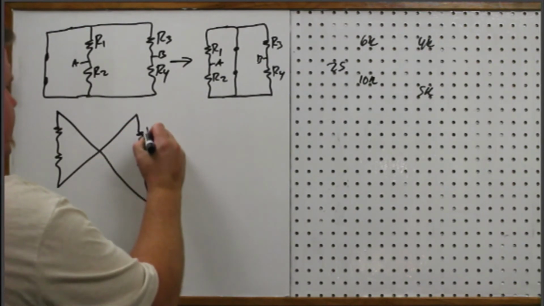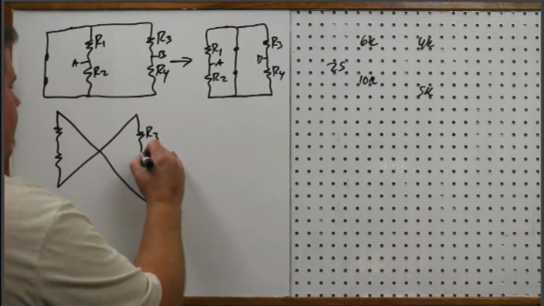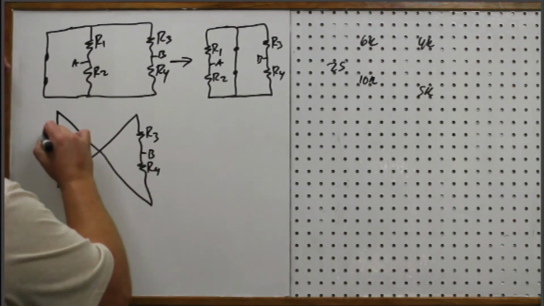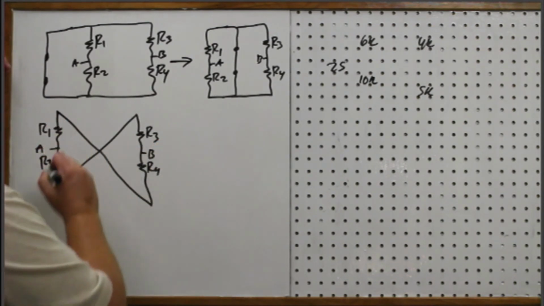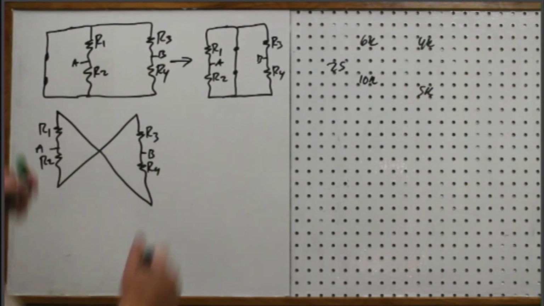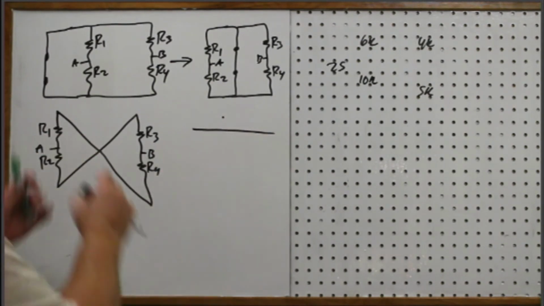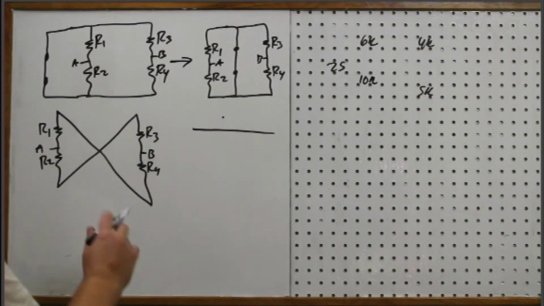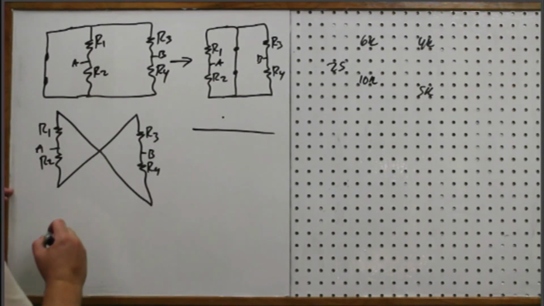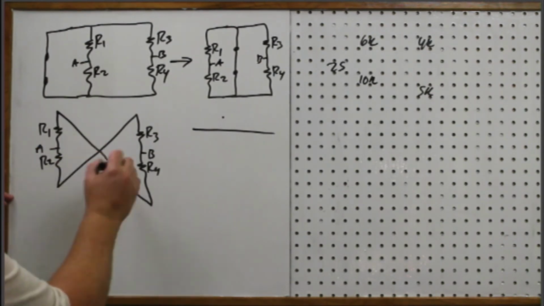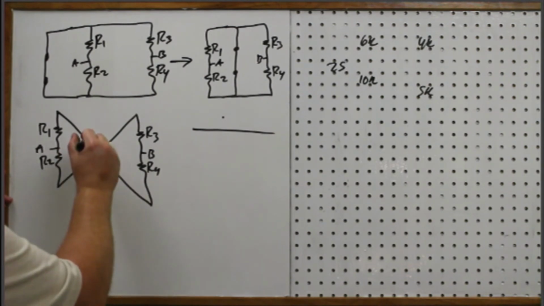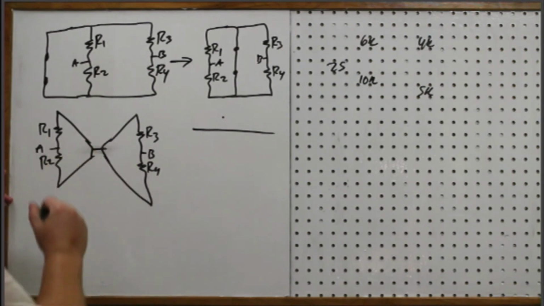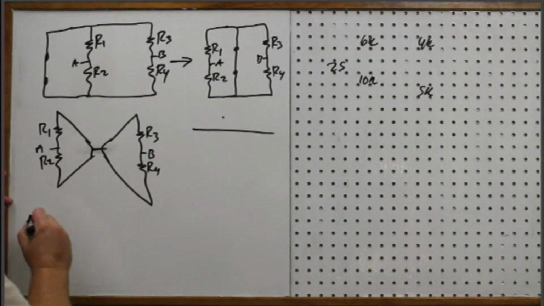Right? There's R3, R4, there's B, there's A, here's R1, R2. So now what I'm going to do is take that point and stretch it out this way and then rewrite all of my resistors. So now over here you can see if I stretch this out in the middle, something like that, I have A.